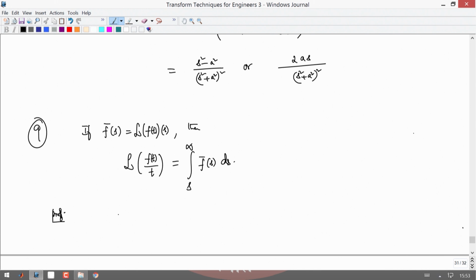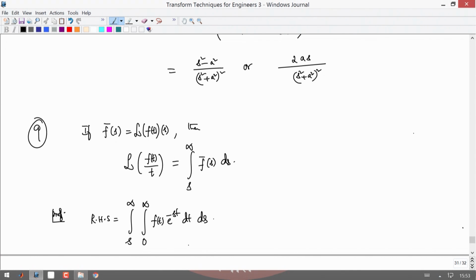So, this proof is also simple. You start with what you want to have. Let us start with the right hand side. If you start with the right hand side, that is the integral from s to infinity of f bar of s, you have the integral from 0 to infinity of f of t e^(-st) dt, and this is ds.